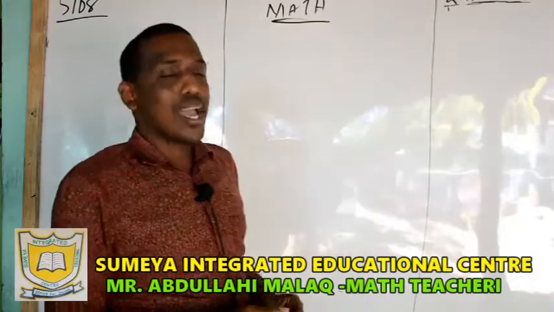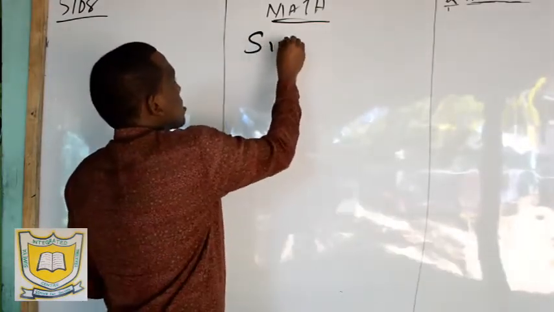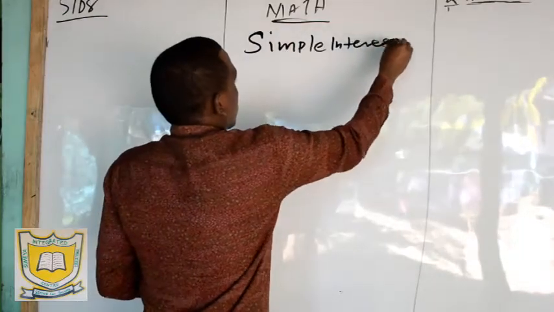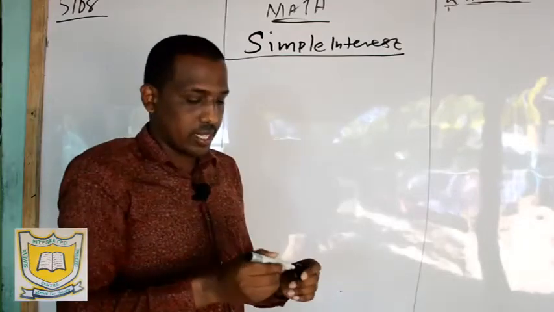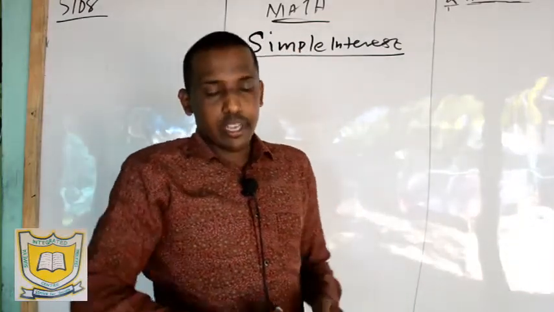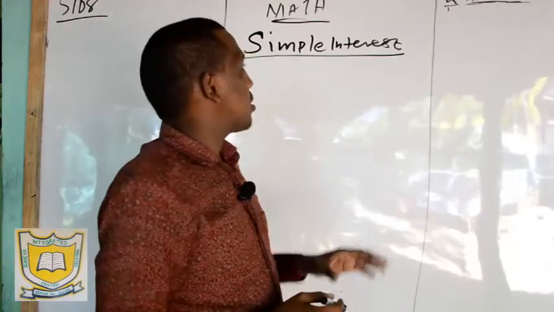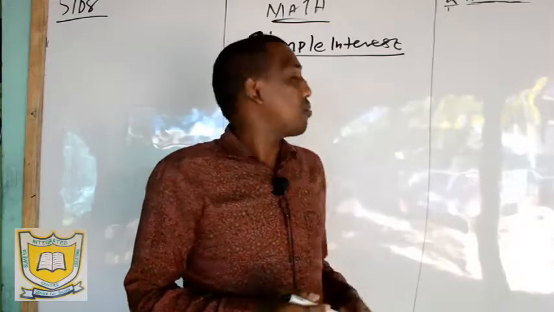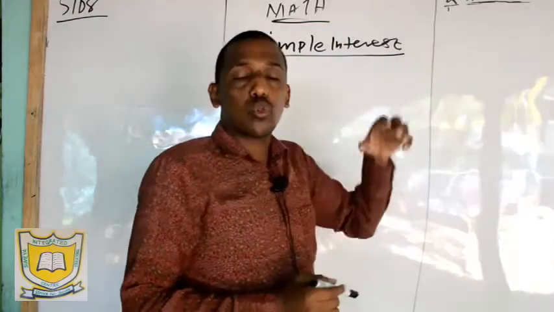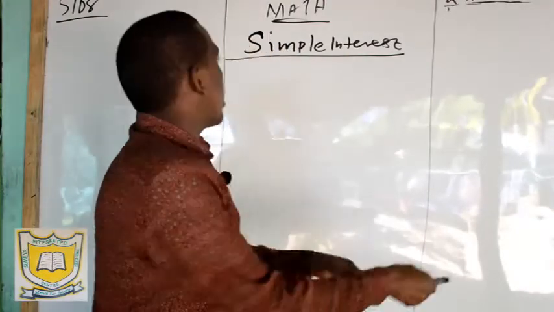We are through with hire purchase. Today we shall be looking at simple interest. Simple interest is the money paid for money deposited or borrowed. You deposit money in a bank, then you get money on top of the amount you have deposited. That is what is called interest.